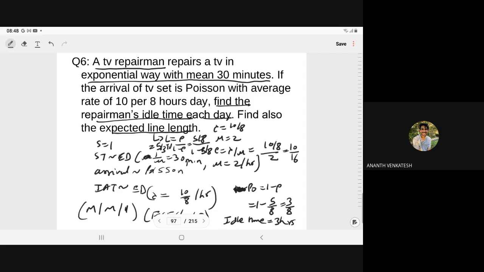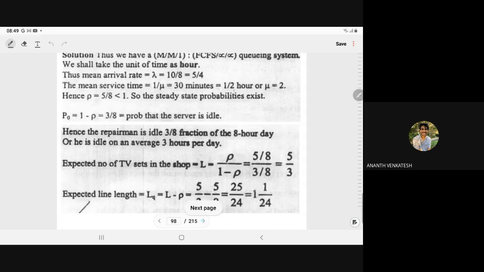Here we have computed L, not LQ. Whatever you are talking about, that is here. Right? So in this way, we solve this problem.